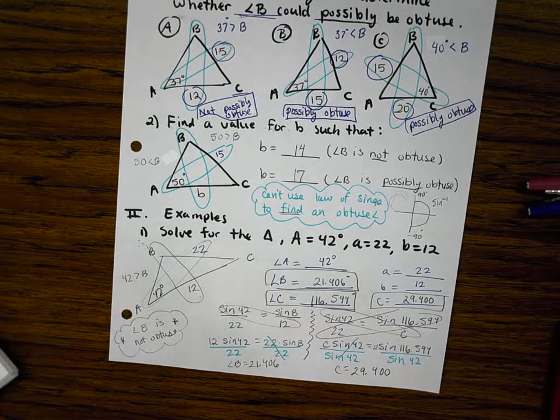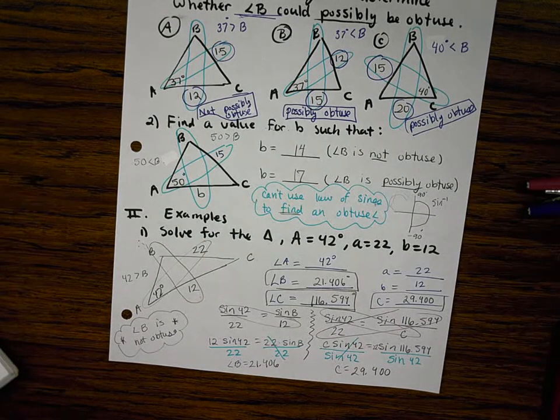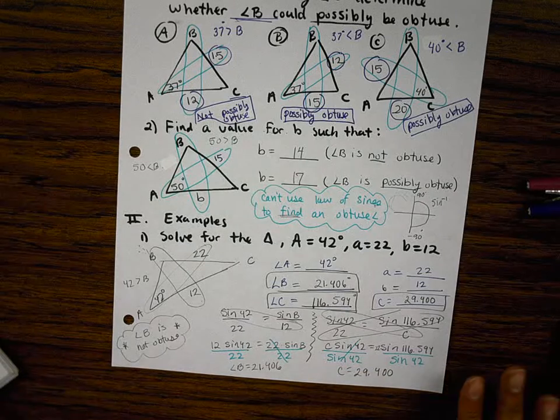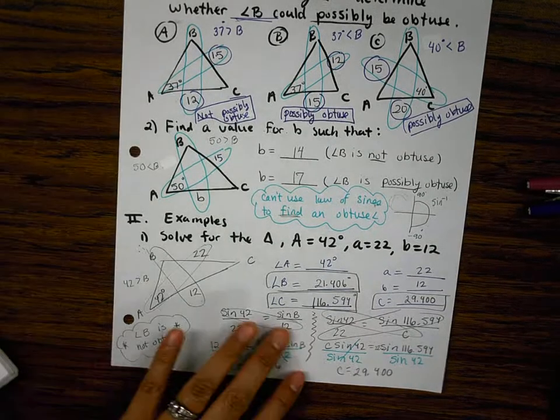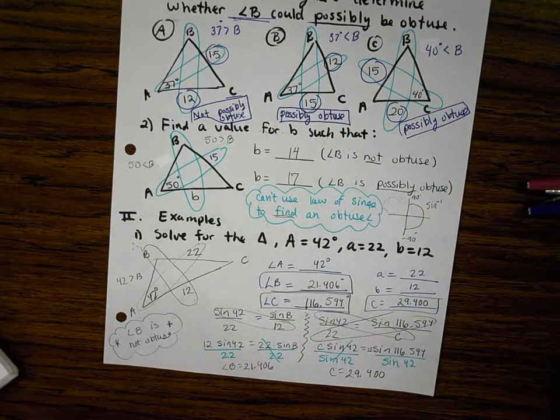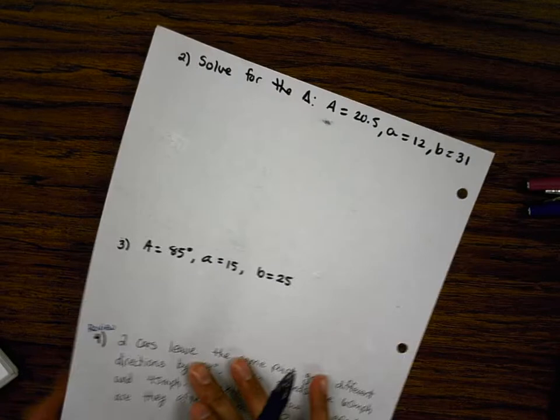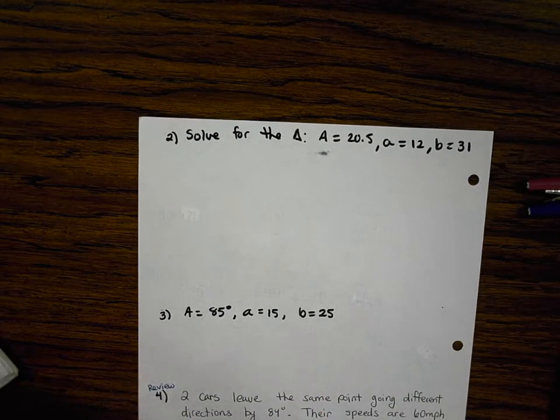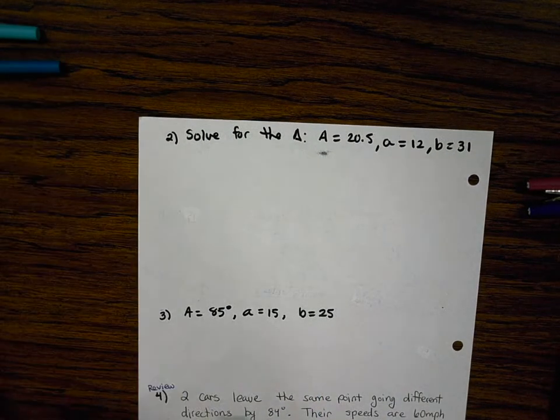So this number 1 was really nothing new. The only thing new we did was to check if angle B was possibly obtuse. Since it was not, we did everything as we did last week. Nothing new yet. All right, number 2. And you will have some like those on the test.